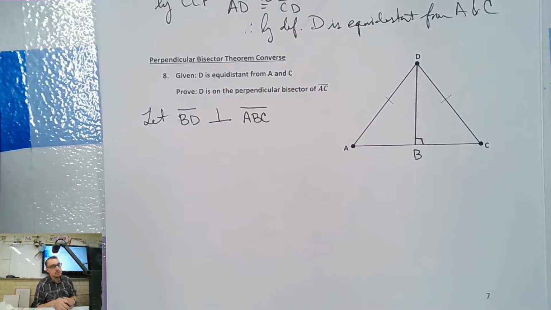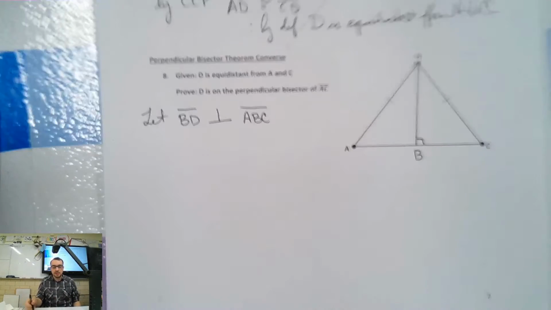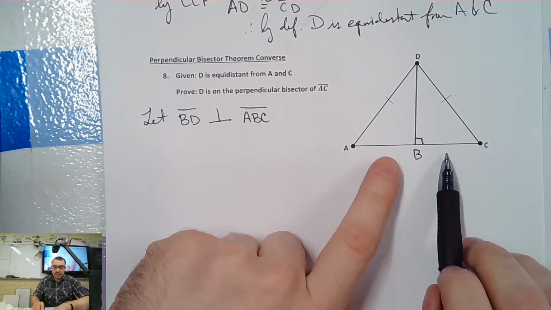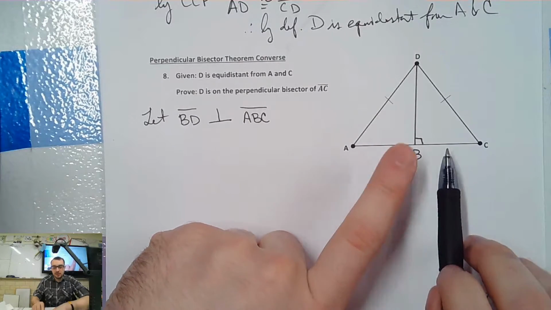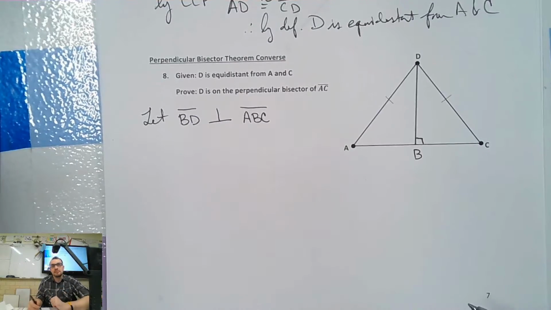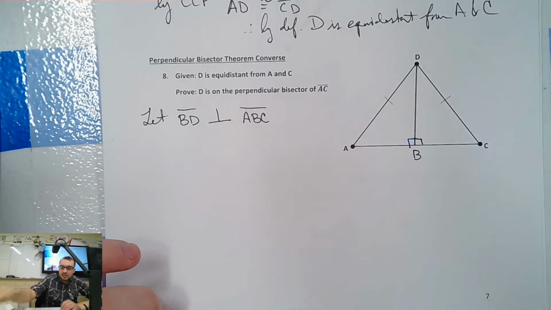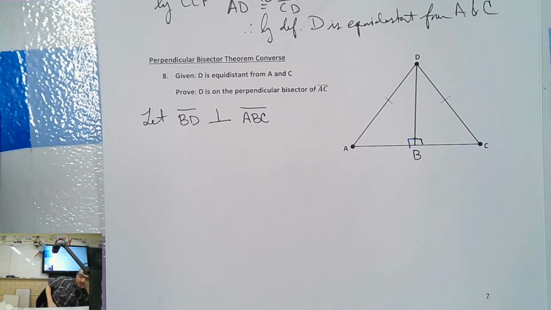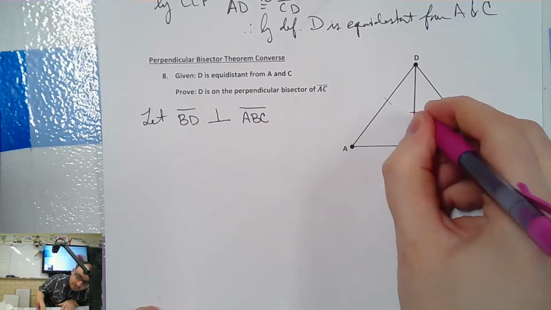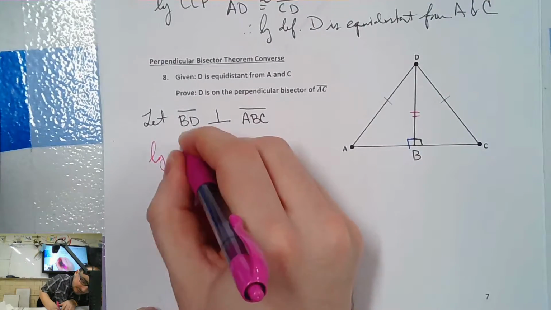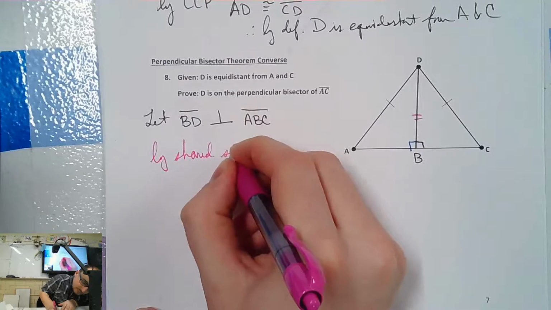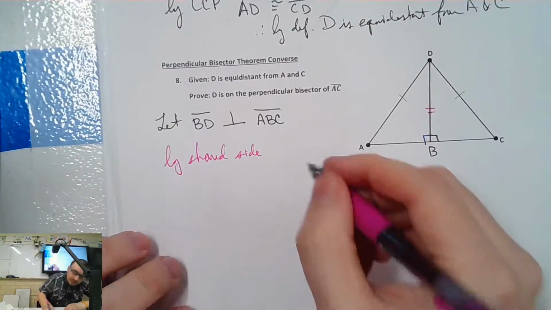Cool? Alright. So now that I've done that, I have two triangles, and if I prove them congruent, then I can get these two sides, and then by definition, that's a perpendicular bisector, right? Cool. So let's do that. I bet you see that this is also 90, right? And I bet you see that this is also a shared side, right? Just like before. So by shared side, BD congruent to BD.